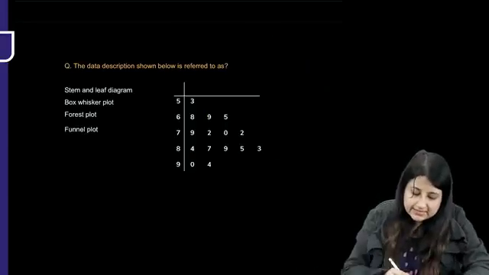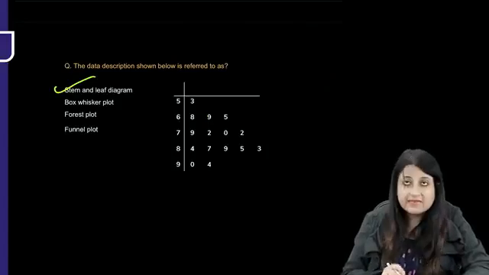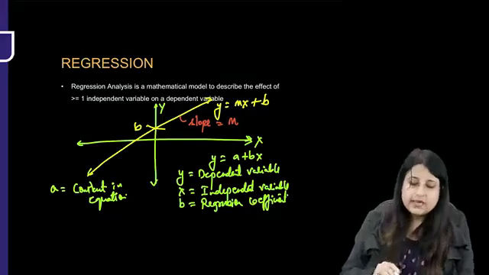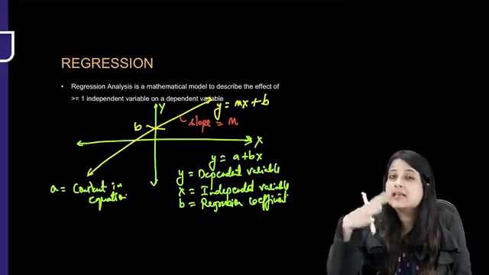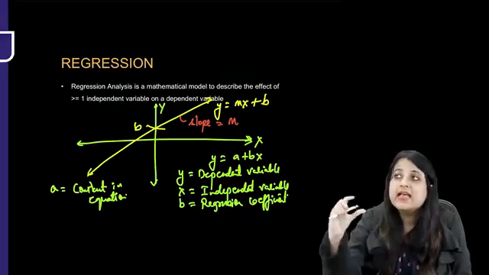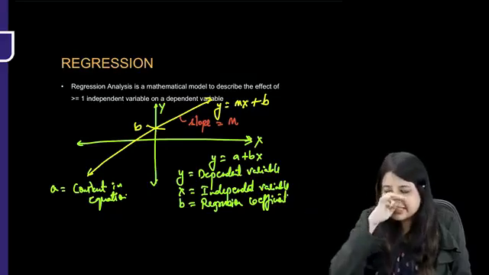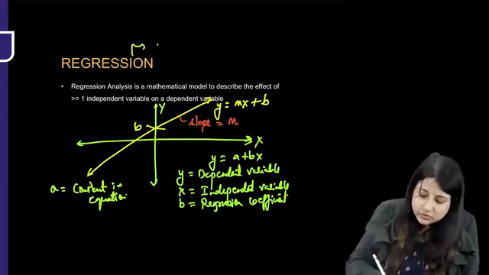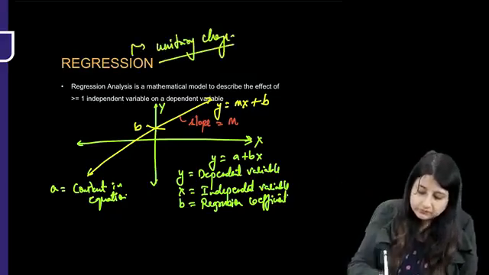Okay, what is this? This everyone knows. This is a stem and leaf plot. You've done box and whisker, forest and funnel in epidemiology. Okay, so that was graphical representation. Now see, when you talked about correlation, it was simply the association between two variables. And if suppose one variable increases, what happens to the other? Is it increasing or is it decreasing? But regression is used when you want to predict the unitary change.